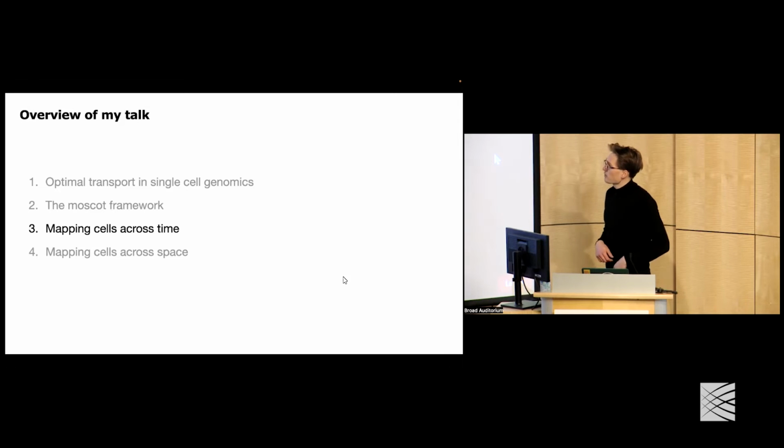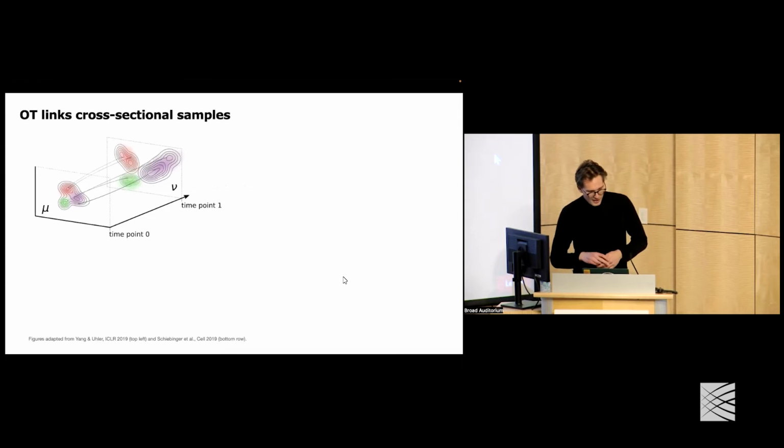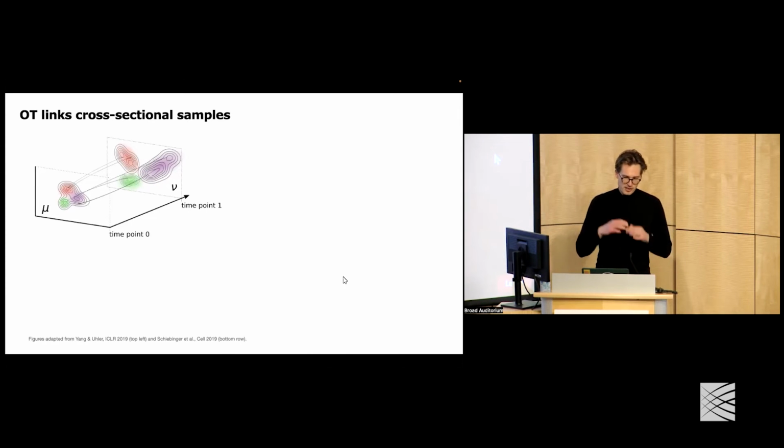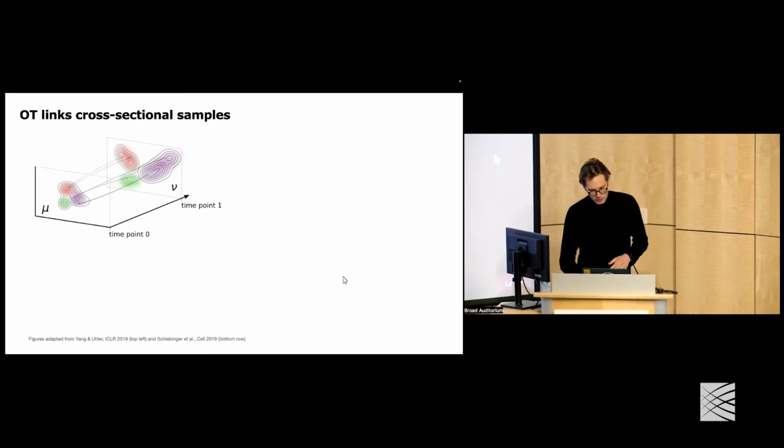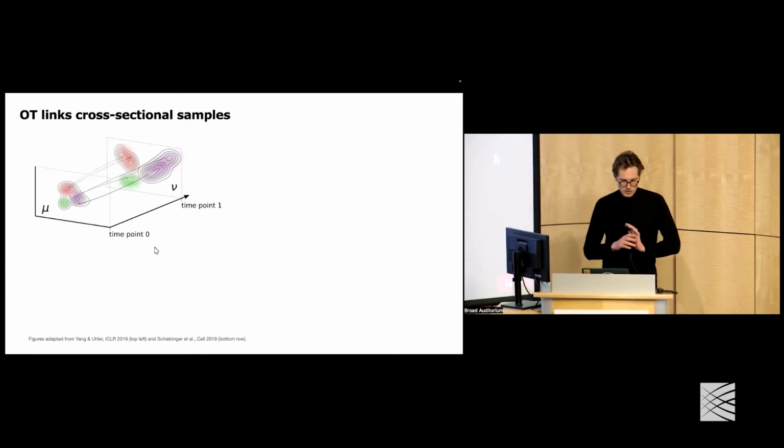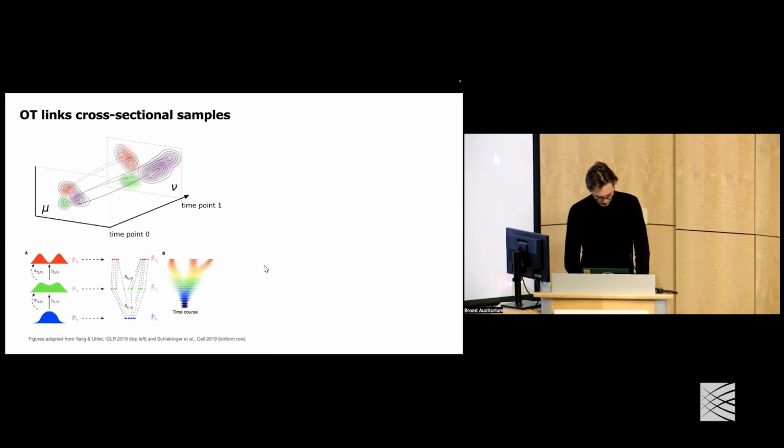So that brings me to the first set of applications, which is mapping cells across time. That's this classic idea that Jeffrey was working on in Waddington OT and that Marco also used as an example. So we have two time points, for example, time point 0 and time point 1, and we want to map cells from the earlier to the later time point. In Waddington OT, that is formulated as an unbalanced and entropically regularized optimal transport problem.